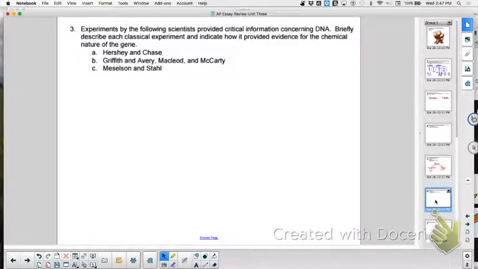Experiments done by the following scientists provided critical information concerning DNA. Briefly describe each classical experiment and indicate how it provided evidence for the chemical nature of the gene. You should be able to do all of those. The only one you don't know is Meselson and Stahl. I'm going to tell you right now, Watson and Crick proposed semi-conservative replication. Meselson and Stahl actually showed that to be true through experimentation. I didn't lecture on it. I'm just telling you that in case you're wondering. I'm not going to ask you that one in class. It's just a good one to know, though. But the rest you can look up.